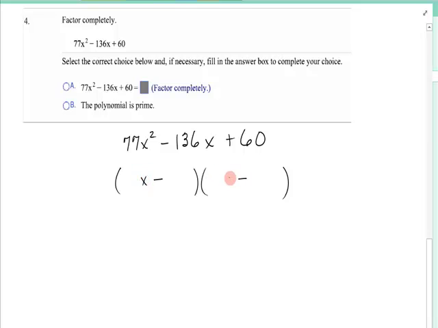I know I need an x and an x. To get a 77, it could be 1 times 77, or it could be 7 times 11. 60. Now 60 has a lot of factors. It could be 1 and 60, but 2 goes in there 30 times. 3 goes in there 20 times. 4 goes in there 15 times. 5 goes in there 12 times. 6 goes in there 10 times. 7 doesn't go in, 8 doesn't go in, 9 doesn't go in, and we're back to 10.